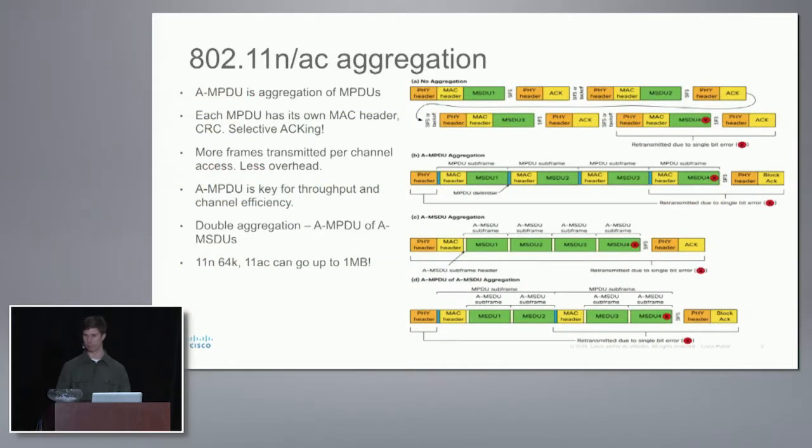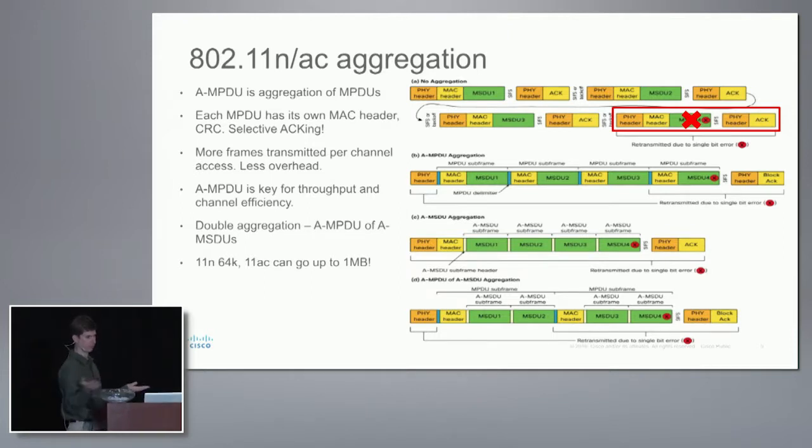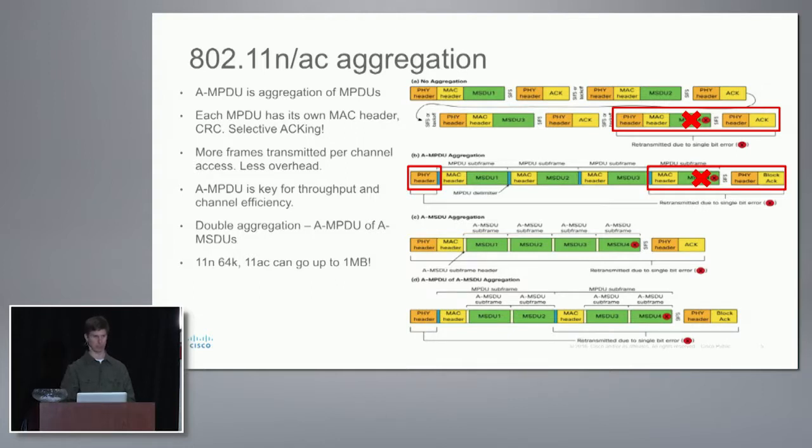So let's go through some of the failure scenarios. In the non-aggregated world, if you have a bit error and you need to retransmit a frame, you're retransmitting the frame. It's really not a big deal. You have the PHY header, the MAC header, you have the whole shebang, but it's just one frame. It's the same thing in the AMPDU world. You're basically just retransmitting that one frame, and in fact, that one frame could be added to the next AMPDU. So it's really not a huge penalty if you have to retry.